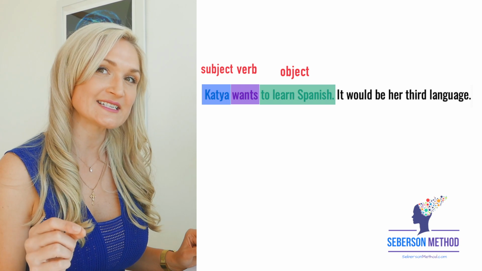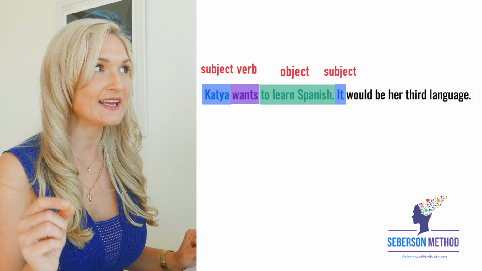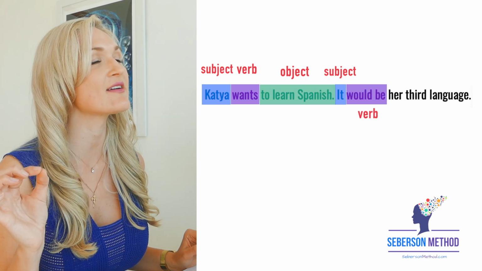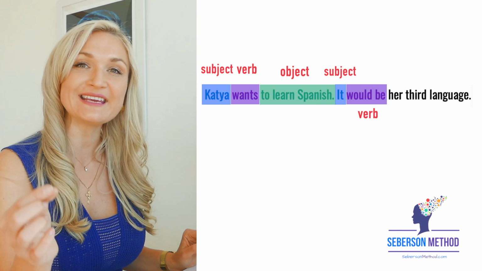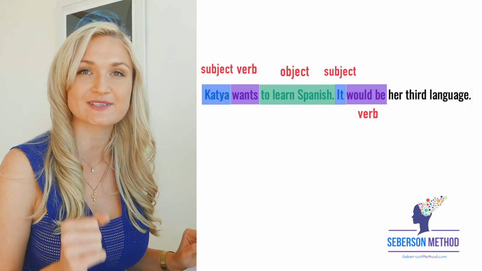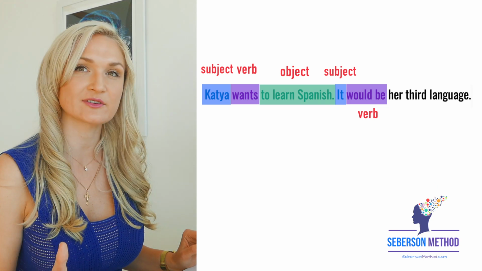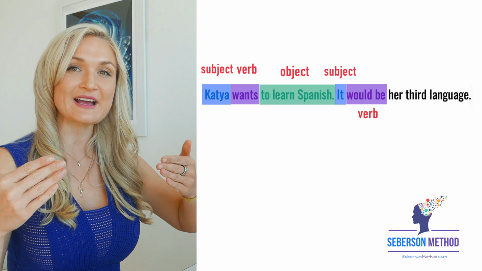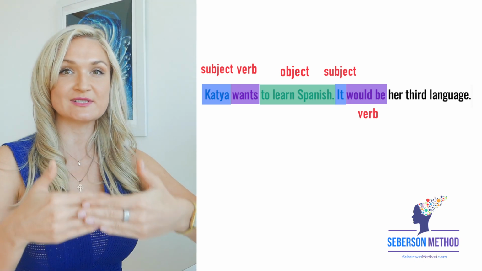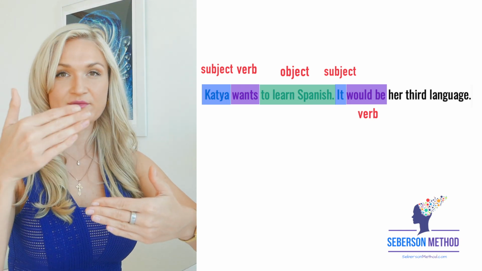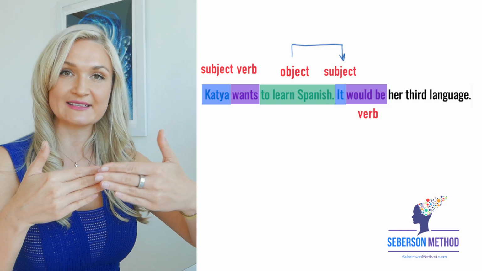The next sentence starts with a pronoun, it, which is the subject. It is the subject, would be is the verb. The subject it repeats the object of the first sentence. Katya wants to learn Spanish. It would be her 3rd language. So you see how there is a bit of a redundancy or an overlap between these 2 sentences. The object of the first sentence is the subject of the 2nd sentence.